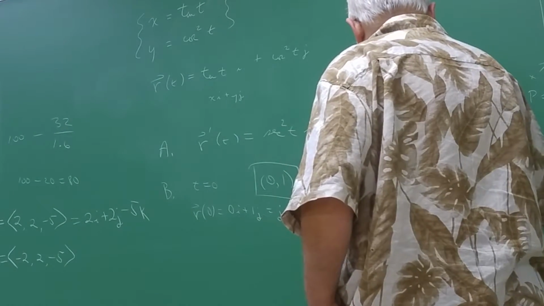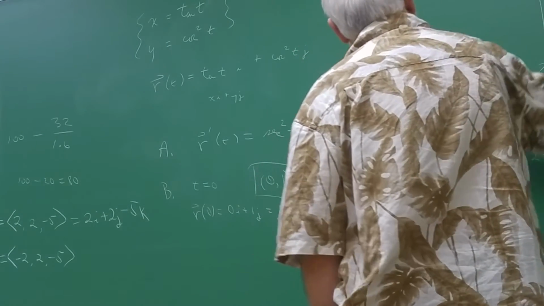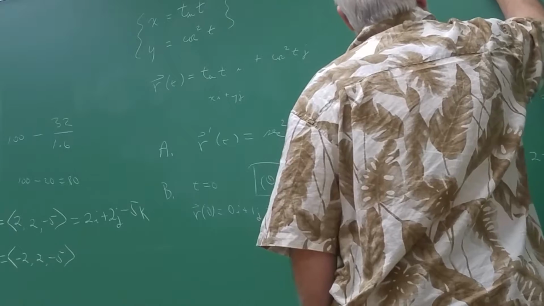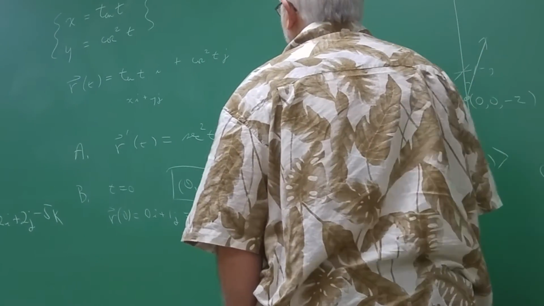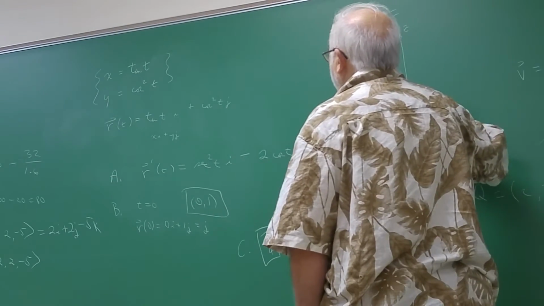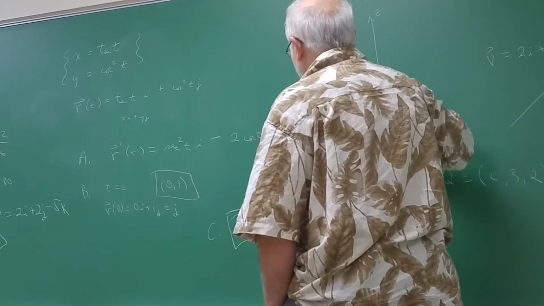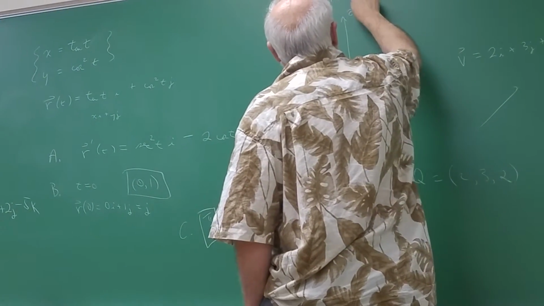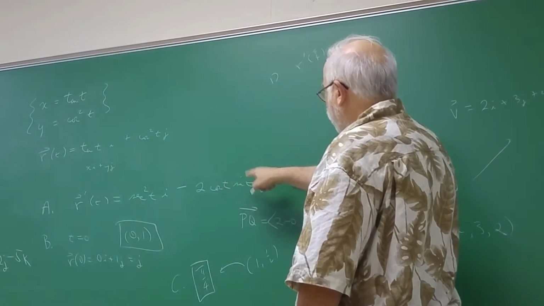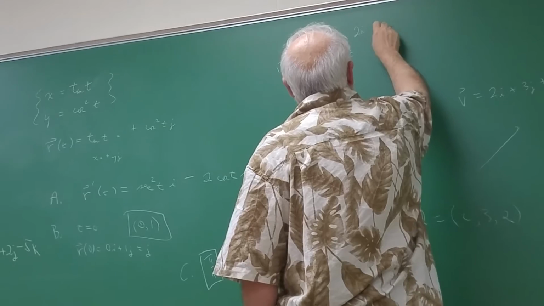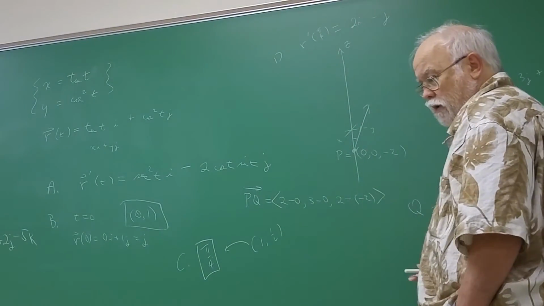So I just calculate r prime of pi over 4, and what we get is 1, I'm sorry, secant squared. So secant squared is 2 pi, and then minus 2 times 1 over root 2 times another 1 over root 2 gives me that. But that's not the answer.